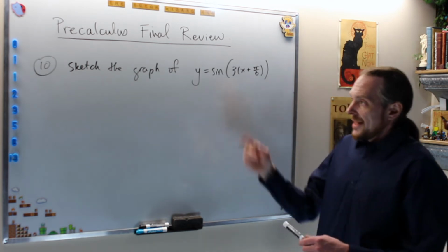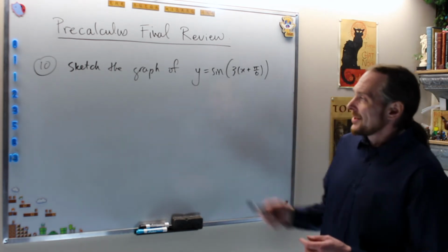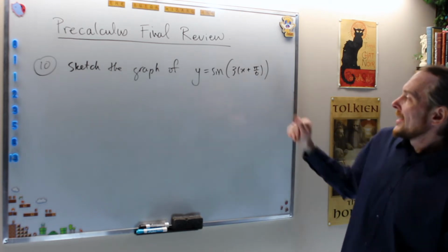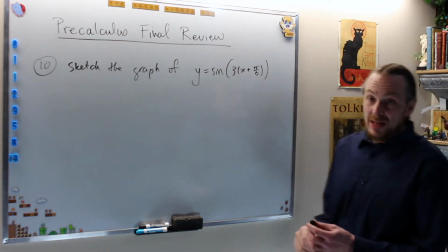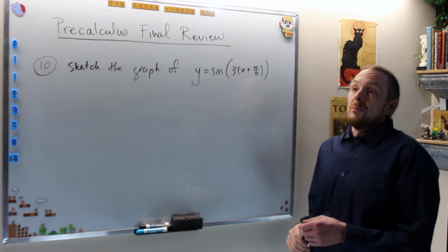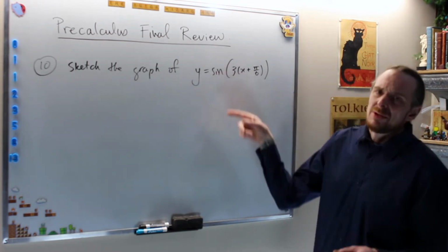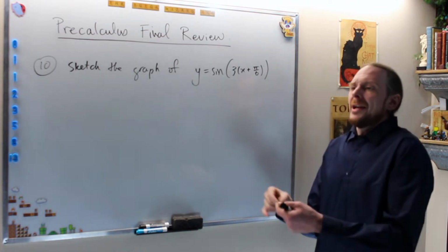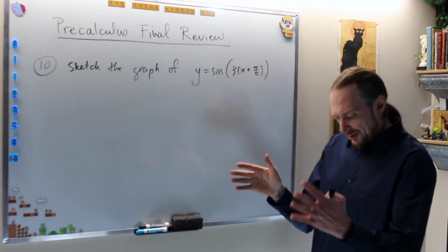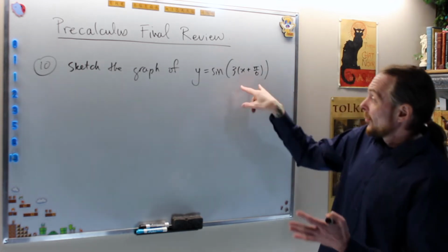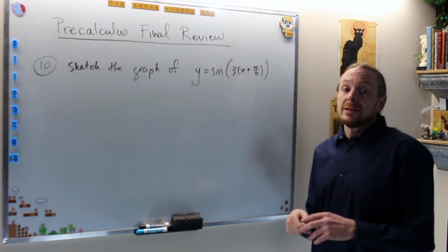Next up, number 10 wants us to sketch the graph of the function y equals sine of 3 times the quantity x plus pi over 6. What we want to do is see this as the standard function sine x, look at its graph, and then look at some key points in one of its periods. Then we're going to copy it over and over again, and do the standard transformation it tells us.